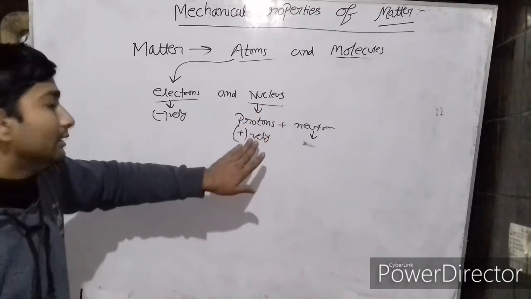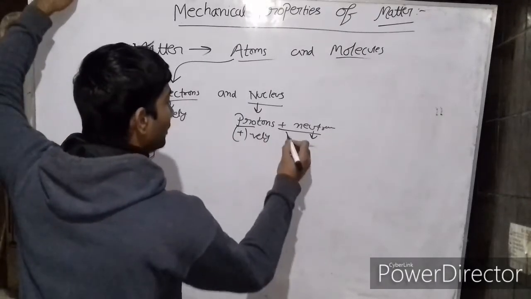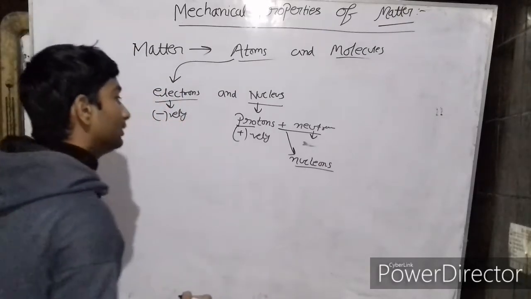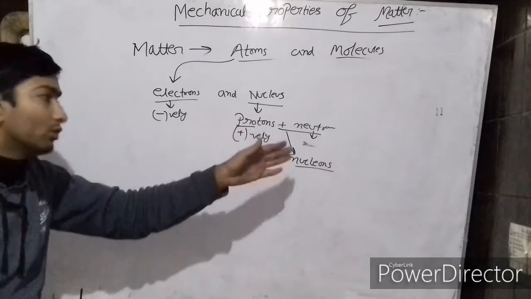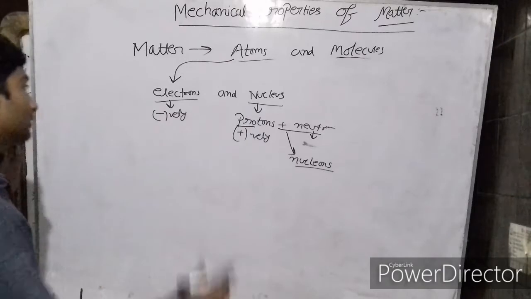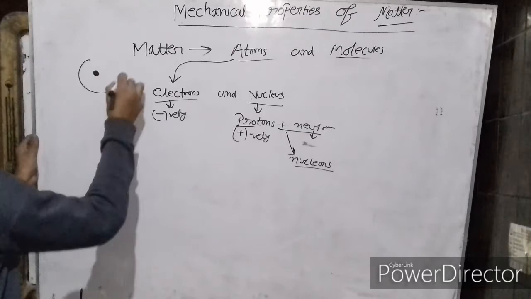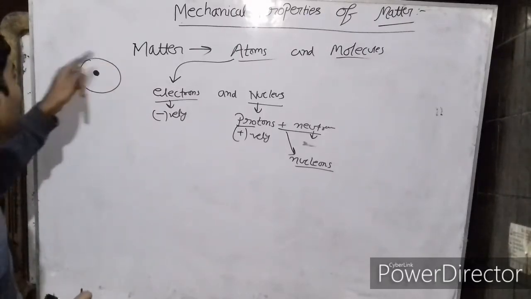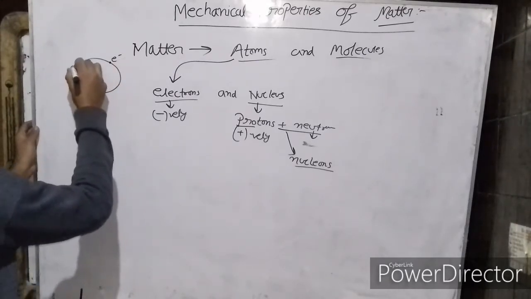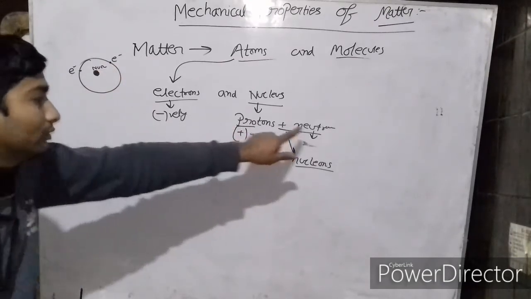Now the nucleus contains protons and neutrons, and these are known as nucleons. So whenever you hear nucleons, it refers to protons and neutrons. And these are electrons. So the structure of an atom is like this: you have a nucleus, and all the electrons revolve around it, and in the nucleus you have protons and neutrons.